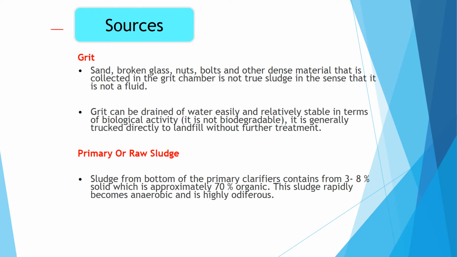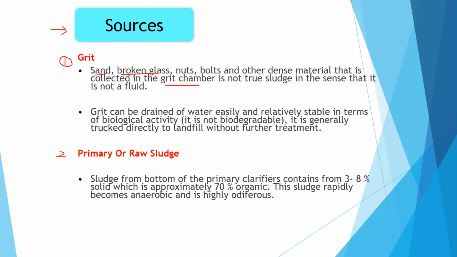Okay, so for the first factor or characteristic, it is sources. The sources of sludge can be first from the grit system, which is from the primary system. We have a grit chamber as a pre-treatment process. From the grit chamber it will produce sand, broken glass, nuts, bolts, and other dense material which collect in the grit chamber. It's not a true sludge in the sense that it is not a fluid. So it can also be a source of sludge from the grit system.